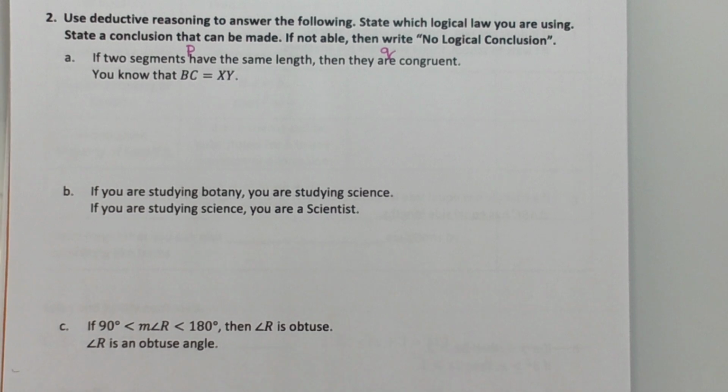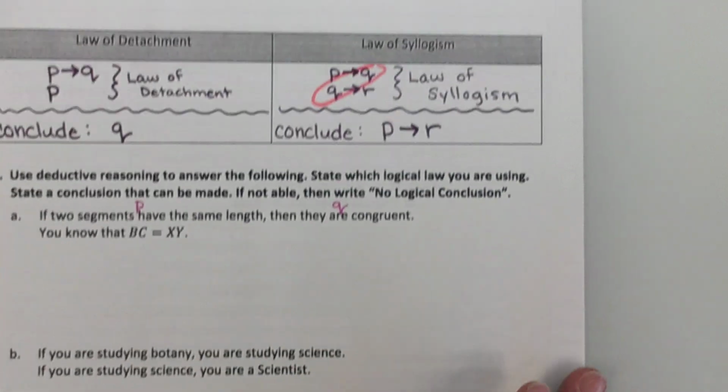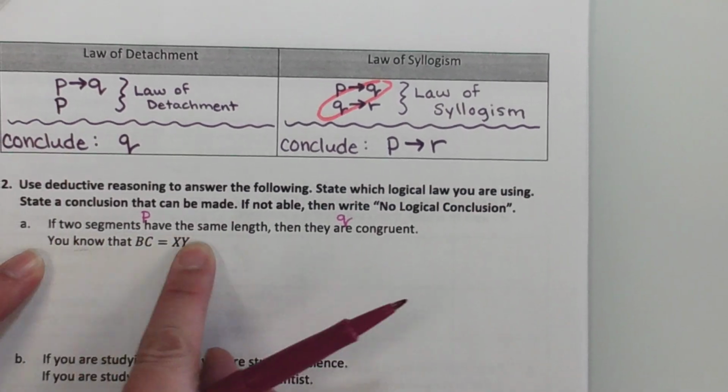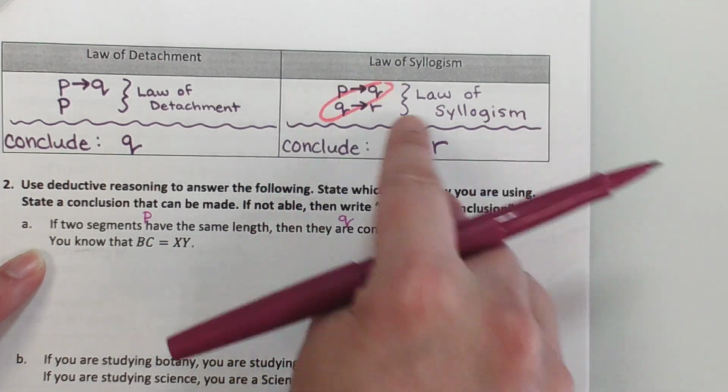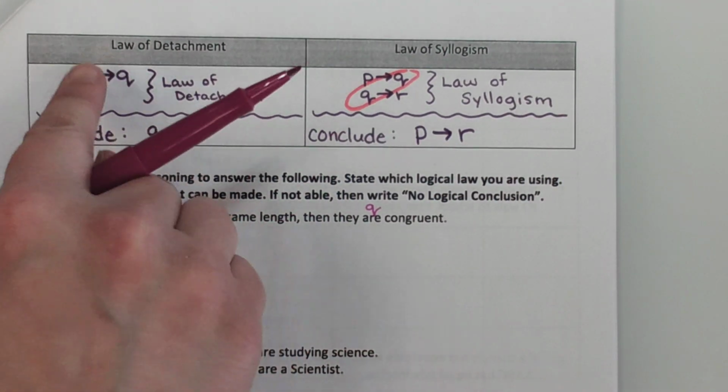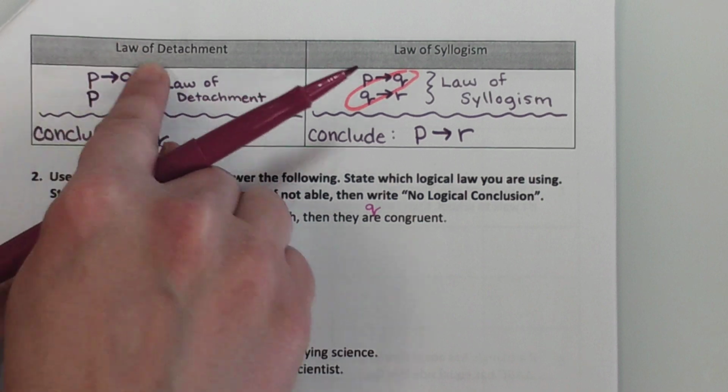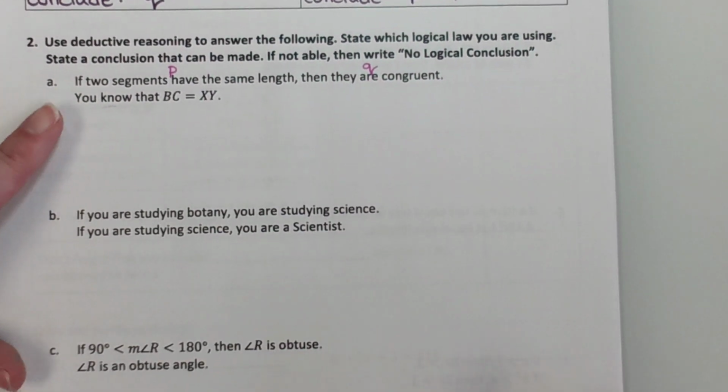If two segments have the same length, then they are congruent. So P says two segments have the same length. Q is they are congruent. Now I'm going to look at the second sentence they have. Is that an if-then statement? No. If the second statement is an if-then statement, then you're checking law of syllogism because that's the one that has two if-thens. If it's only got one, then you're checking law of detachment. Note, I said you're checking. I didn't say it is, I said you're checking.